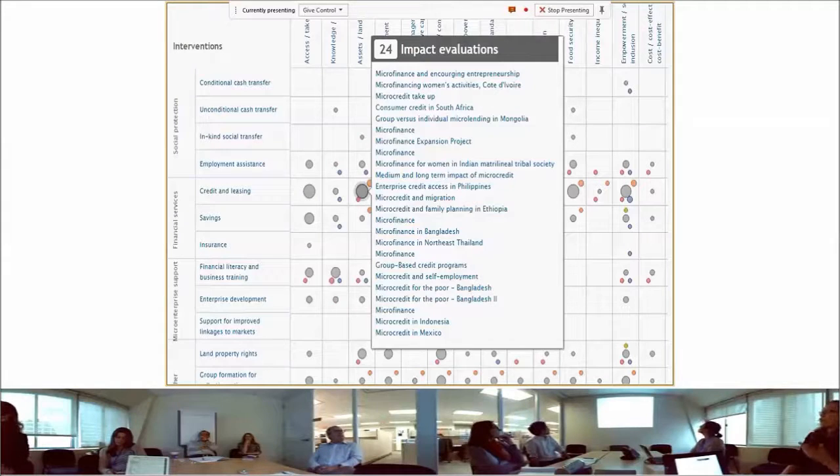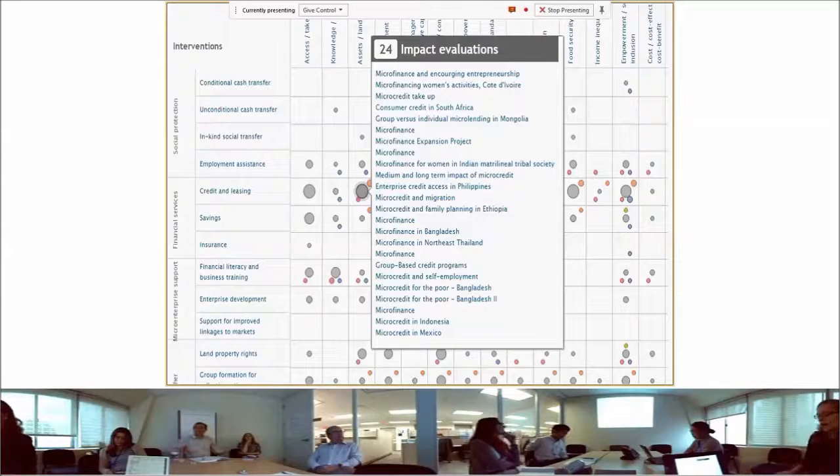If you hover over a bubble, it gives you a drop-down list of all the impact evaluations in that particular intersection. So, for example, this one shows you all the studies that evaluate the effect of credit and leasing interventions on asset and land accumulation.